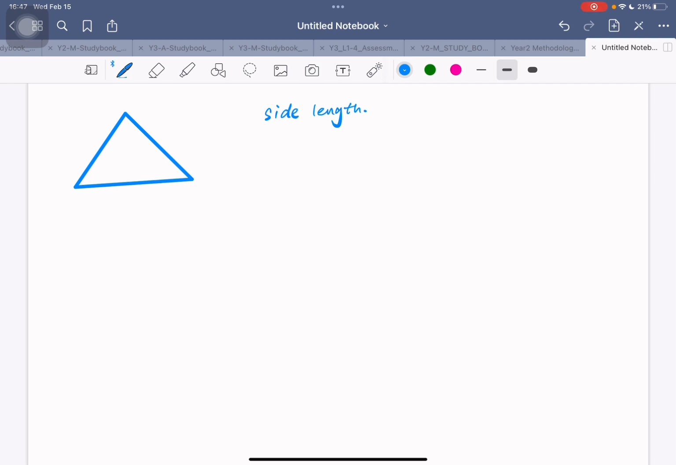The first triangle is called isosceles. This kind of triangle is a triangle with 2 equal sides and a different side. So we can find these 2 sides are equal to each other and we have a different side. This kind of triangle is called isosceles. We just focus on the side lengths.